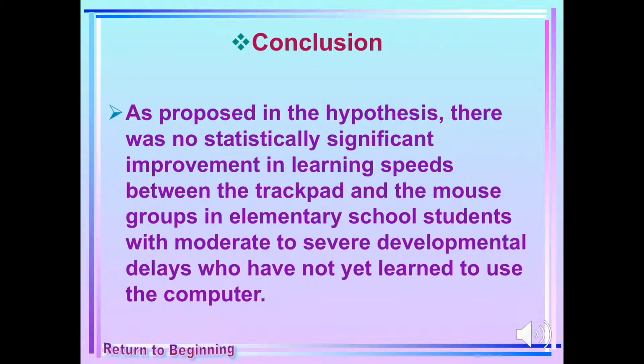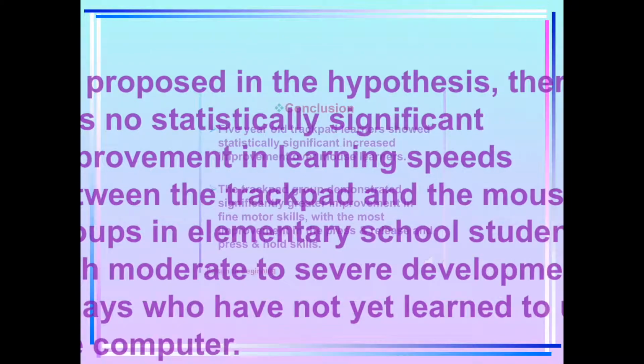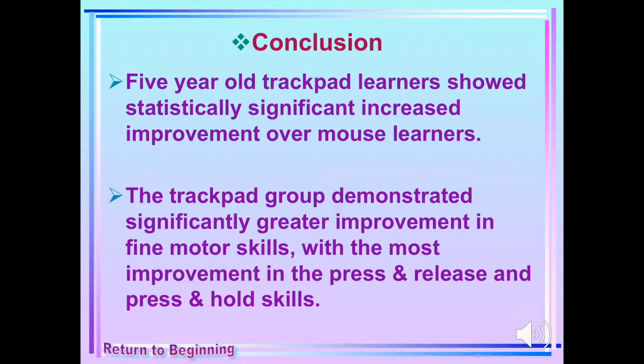As mentioned earlier, neither the trackpad group nor the mouse group demonstrated any statistically significant difference in the improvement speed in which the students learned the devices. The 5-year-old Trackpad group improved statistically more than the 5-year-old mouse group. And the Trackpad group demonstrated significantly greater improvement in fine motor skills over the mouse group, with the most improvement being in press and release and press and hold skills.